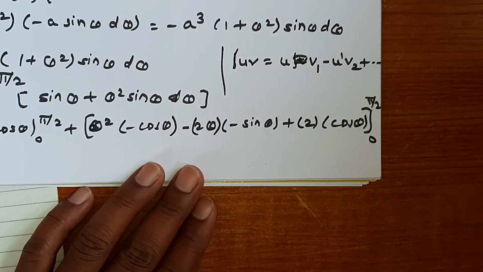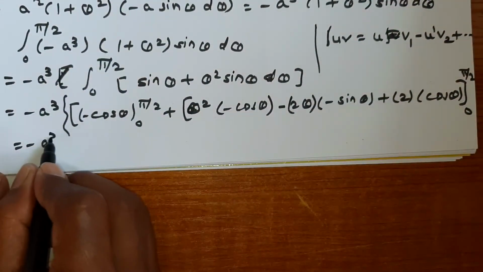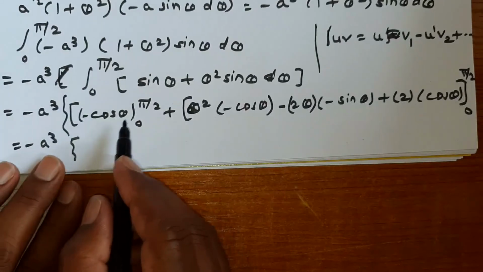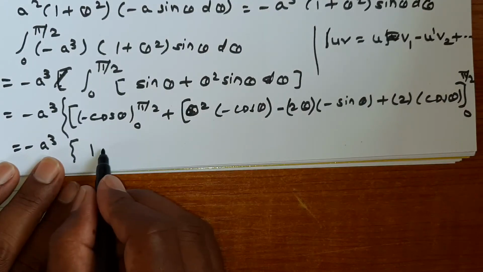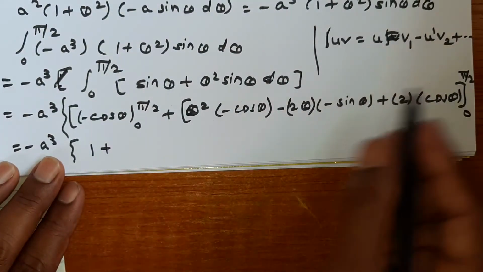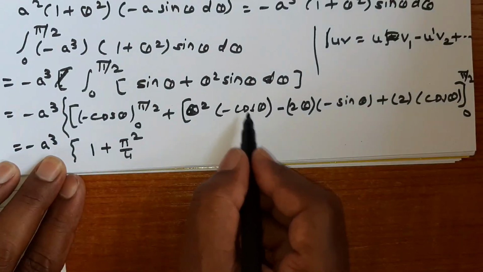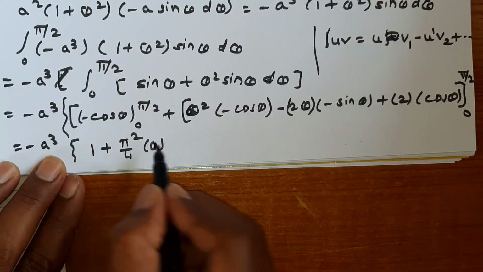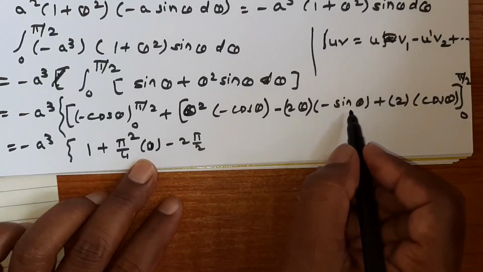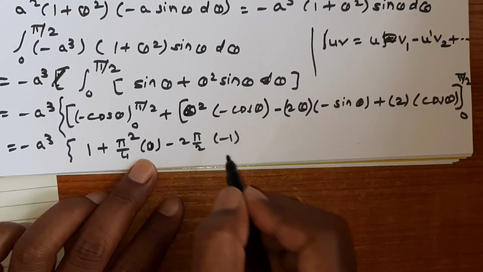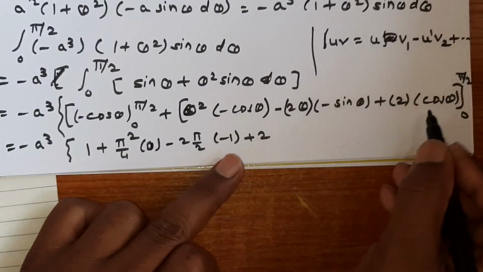Now give upper limit minus lower limit and complete your answer. So minus a cube as it is. Cos pi by 2 is 0 and cos 0 is 1, so your answer is 1. Plus here pi by 2 square means pi square by 4, in place of theta we have to substitute. Cos pi by 2 is 0. No question. Minus 2 pi by 2, sin pi by 2 is 1, so here minus 1. Plus 2 into cos pi by 2 is 0.